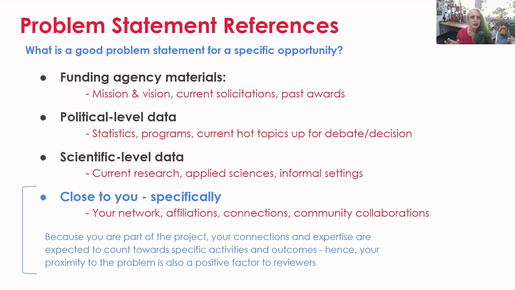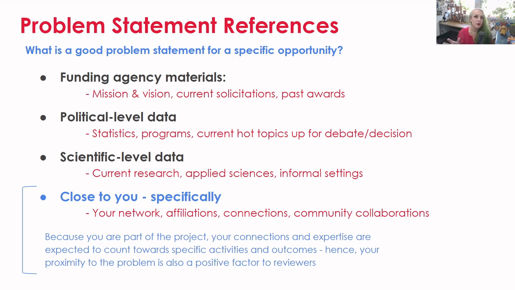Another good source for problem statement references is political level data. So that's statistical data, programs at the political level. So for example, what is the city doing in relation to the problem that you're thinking about? What is the state doing? What is the nation doing? What is the United Nations doing? What is the world doing in relation to the problem that you're thinking about?